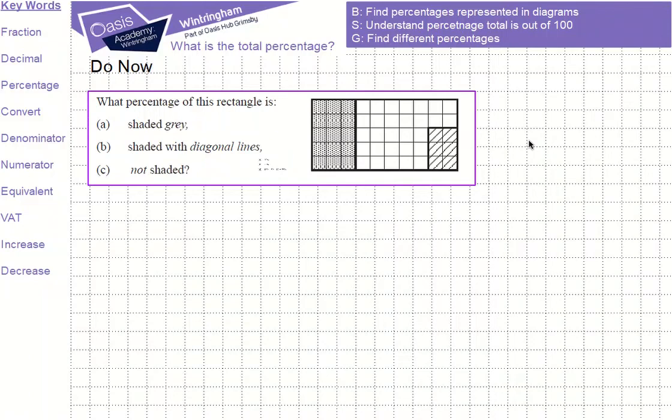Hello. In this video we're going to consider what is the total percentage. For the do now, there's a question on the screen similar to the last lesson, so if you're struggling, look back at your notes from that. Have a count of how many squares there are in total and then see how many are shaded grey, shaded with diagonal lines and not shaded. Pause the video while you have a go at this question and press play when you're ready to see the answer.